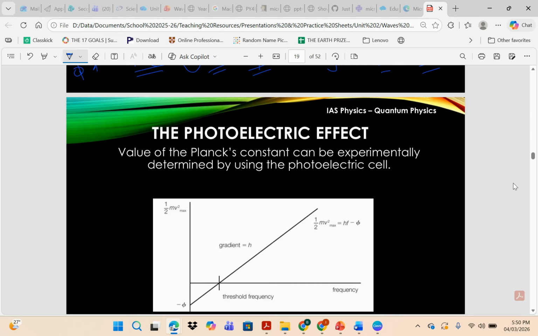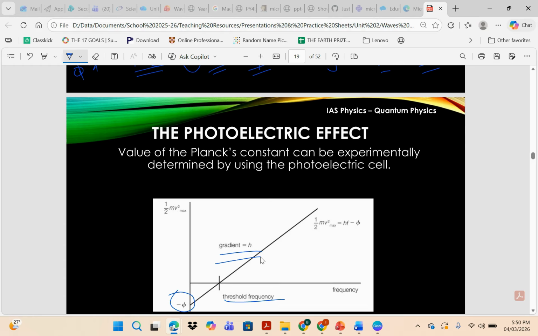We know that the graph is not passing through the origin. So we can just say that the kinetic energy increases as the frequency of the incident photon increases. The minimum value of frequency at which an electron can be ejected, even with zero kinetic energy, is known as the threshold frequency. And the minimum energy which is required for an electron to be ejected is known as the work function.